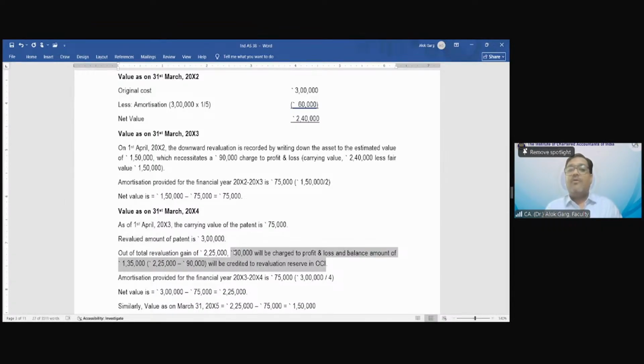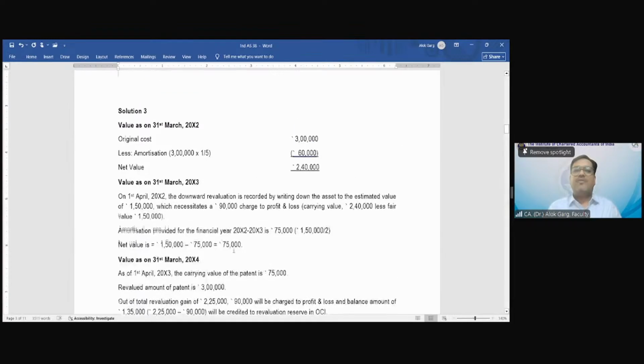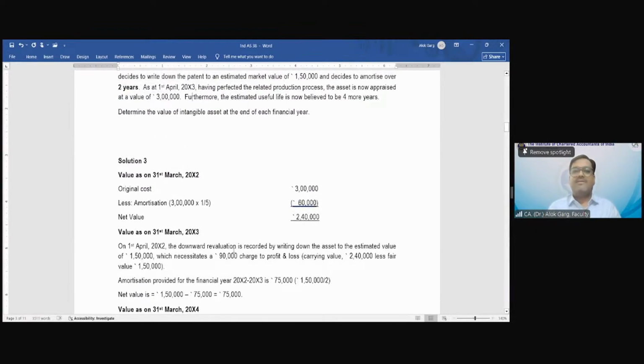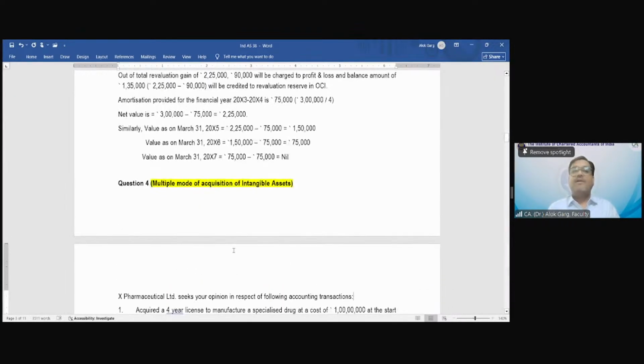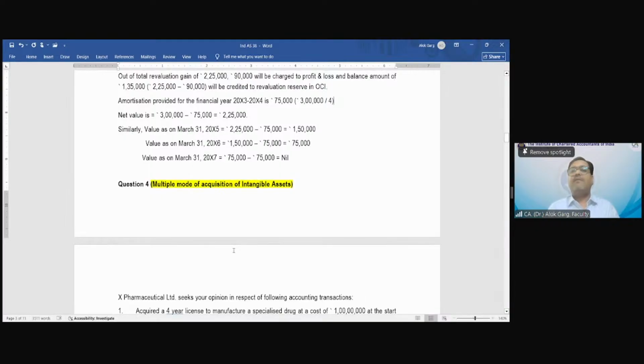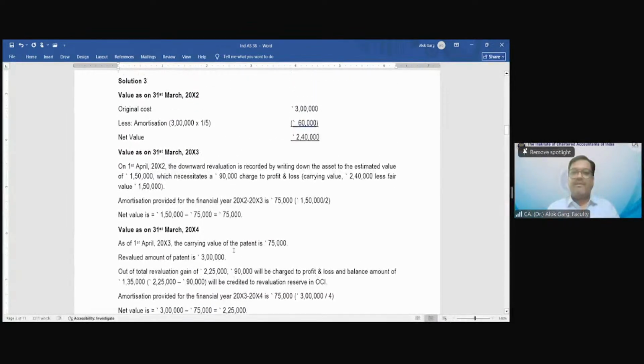Right. So now on 1st April 2003, the value becomes 3 lakh. So how is this 3 lakh going to be amortized? In how many years? The life is also revised to 4 years. The remaining life is 4 years. What is the prospective depreciation? 75,000. So what is the net value as on 31st March 2004? 225, that is 3 lakh minus 75. In 2005, 150. In 2006, 75. In 2007, 0.